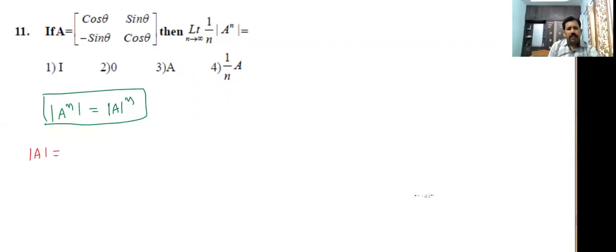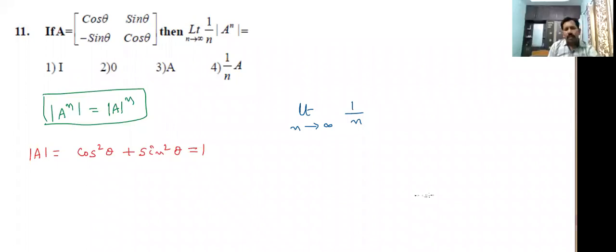What is the determinant of a 2 by 2 matrix? AD minus BC. Cos theta into cos theta, cos squared theta, minus sine theta into sine theta, minus sine squared theta. Already a minus is there, so it is going to positive. What is the value of cos squared theta plus sine squared theta? 1.